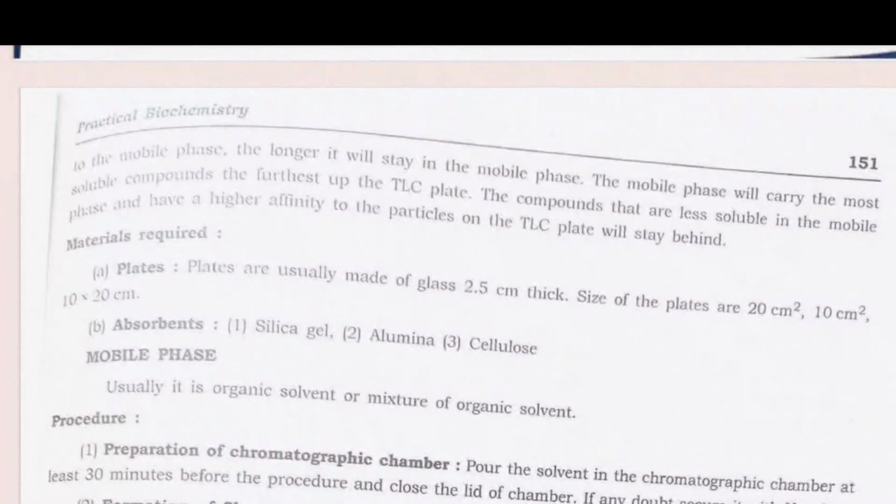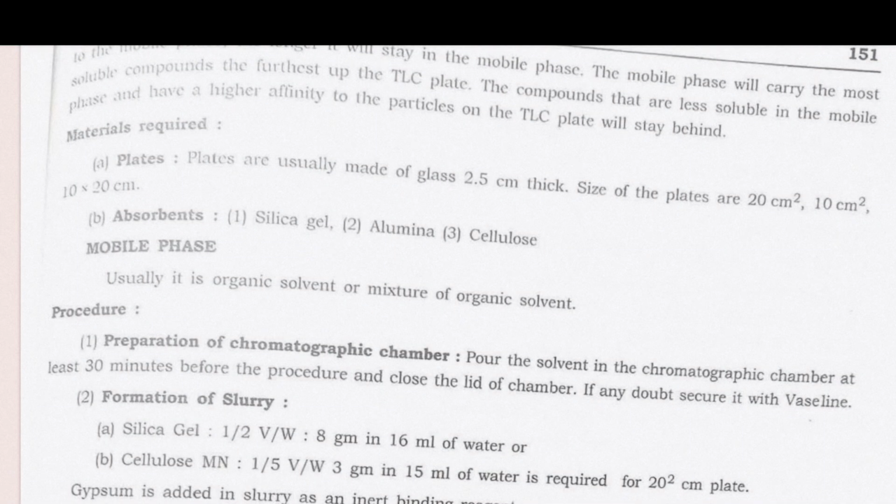Plates are usually made of glass, 2 to 2.5 mm thick. Sizes of the plate are 20 cm square, 10 cm square, 10 by 20 cm. Adsorbent: silica gel, alumina, cellulose. Mobile phase: usually an organic solvent or a mixture of organic solvents.